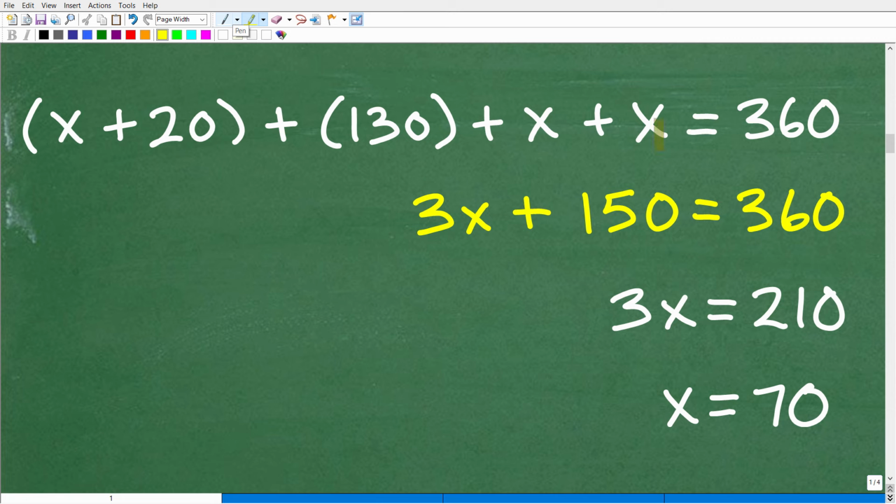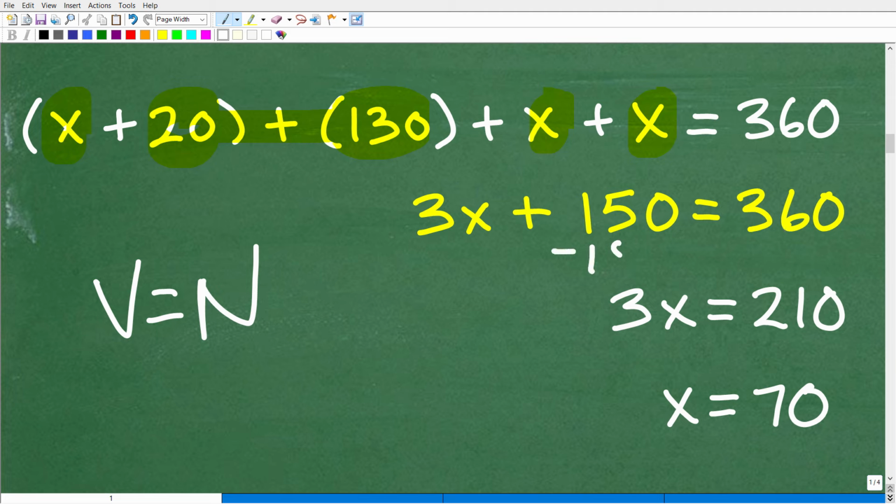So let's take a look at how many x's we have, because we want to combine like terms. So we have x plus x plus x. That gives us 3x. Then I have 20 and 130. That's going to give me 150. So what I want to do here, like any linear equation, is get all the variables on one side, typically the left-hand side of the equation, and all my numbers to the right side. So we have 3x plus 150 is equal to 360.